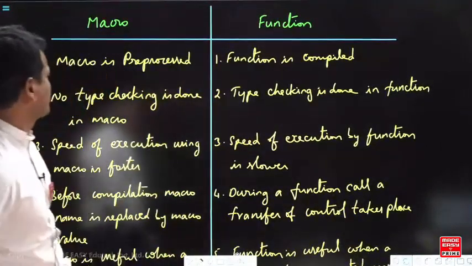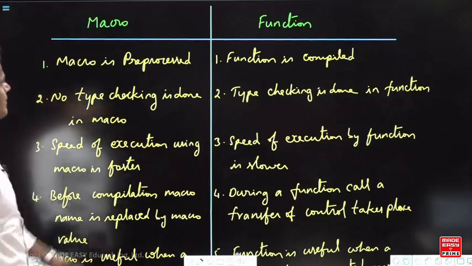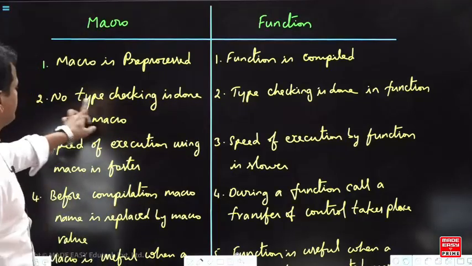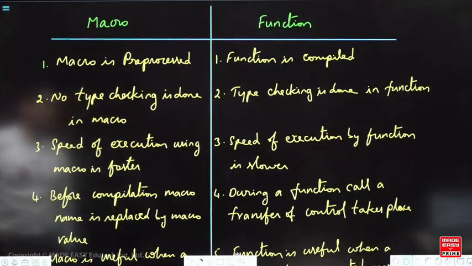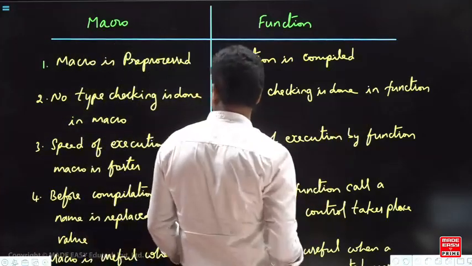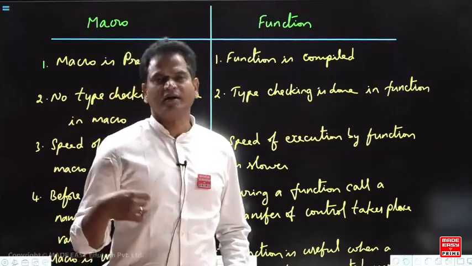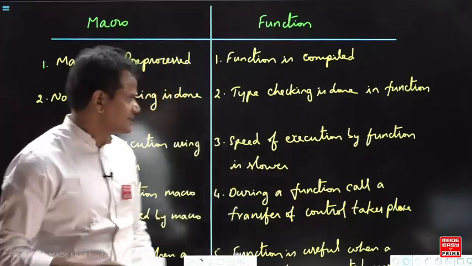Look at this macro and function. Macro is pre-processed, function is compiled. No type checking is done in macro, type checking is done in function. Okay, what is type checking? You will see more in SDT, syntax directed translation.